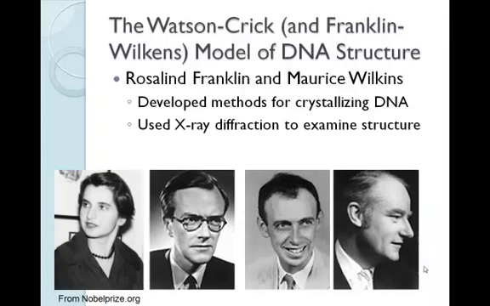In the mid-1950s, several research groups were working very hard trying to unravel the structure of DNA. 4 of these investigators are shown here: Rosalind Franklin, Maurice Wilkins, Jim Watson, and Francis Crick. Franklin and Wilkins worked at King's College in London and were developing methods to crystallize DNA and use X-ray diffraction to examine its structure. Watson and Crick were young researchers at Cambridge University and were attempting to solve the structure of DNA by building models based on information gleaned from various sources.